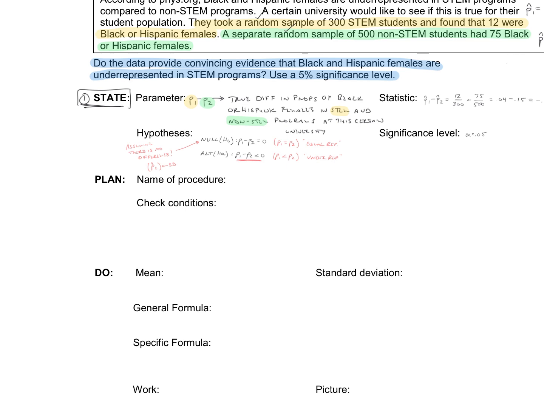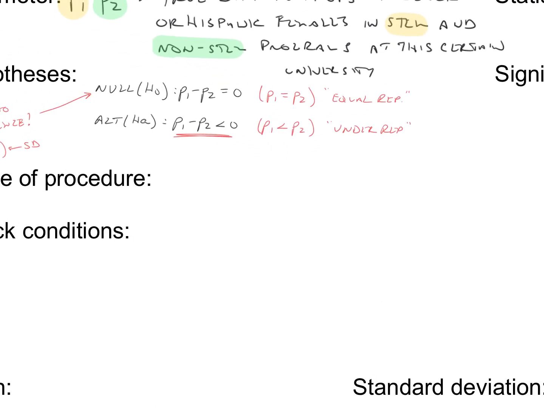So as we keep going down this line, what's the name of our procedure? The name of our procedure is that we're going to take two proportions, STEM and non-STEM, so a two proportion z test. Now we're going to do a significance test. We're making an assumption and seeing how our negative 0.11 measures up to what's expected if there is no difference. And this is for p sub 1 minus p sub 2.